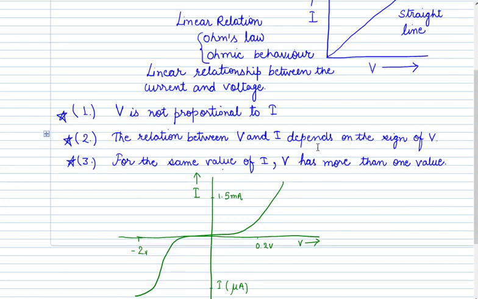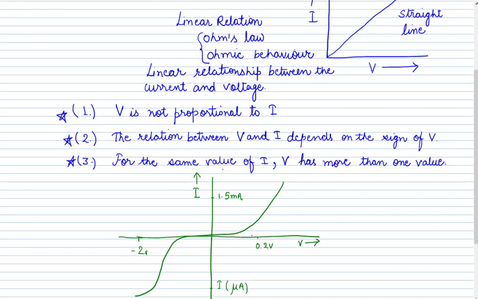So the relation between V and I depends on the sign of V. As you can see, this graph shows voltage on the x-axis and current on the y-axis, but it is not following a linear relationship between V and I. When we have positive values of voltage, this is our origin, 0, 0.